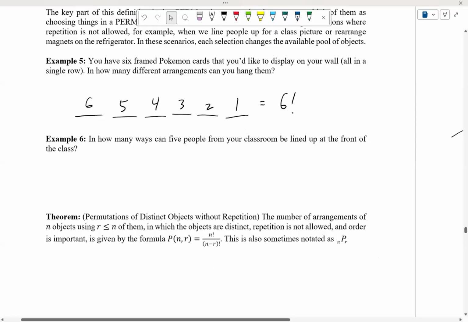Try example 6. 5 people from your classroom today. There are 14 of you. 14.